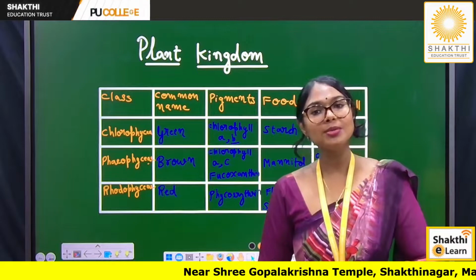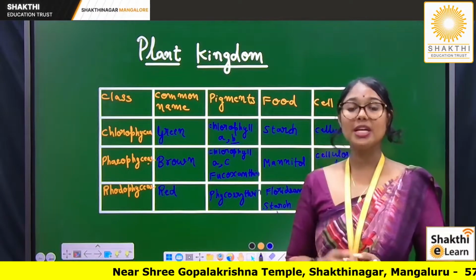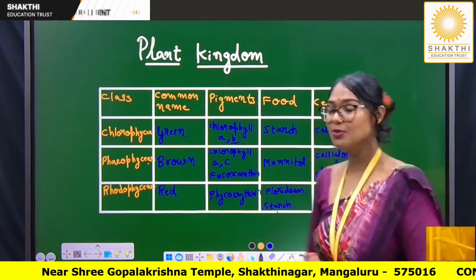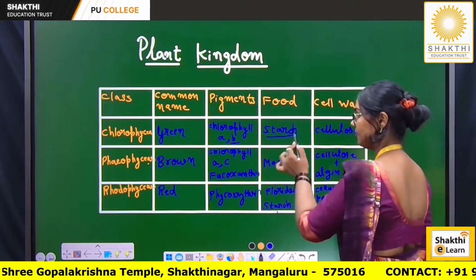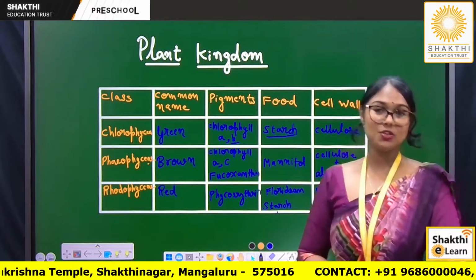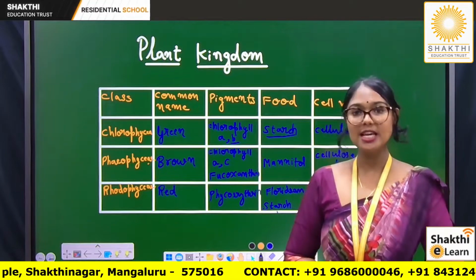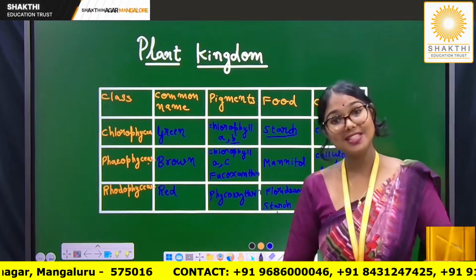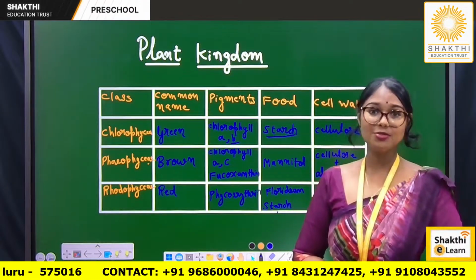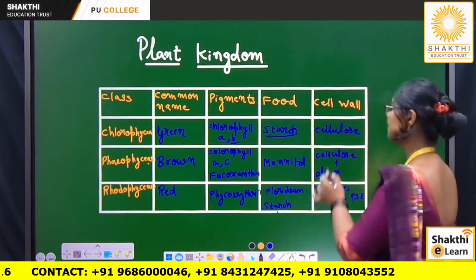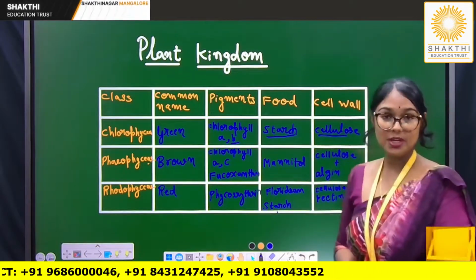What is a common food that is stored in these algae? The common food is starch, which is a carbohydrate. So the carbohydrate stored in green algae is starch. What is the cell wall of green algae made of? The cell wall of algae is made up of cellulose, very important.